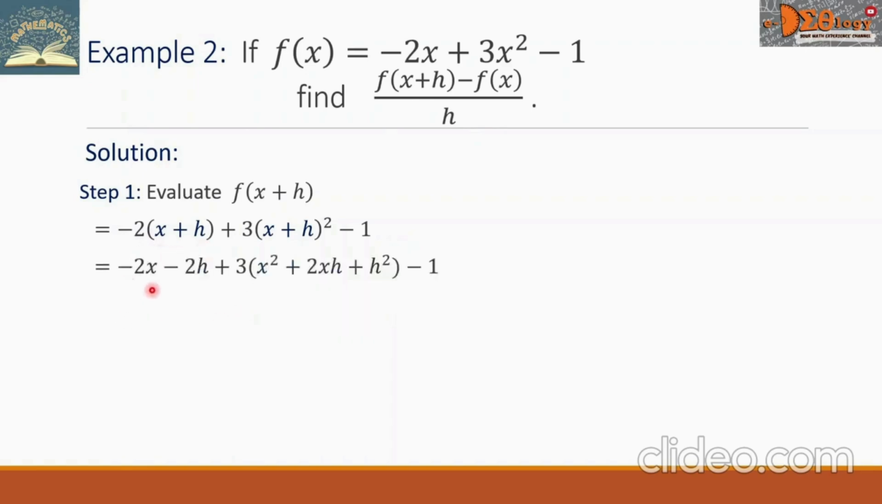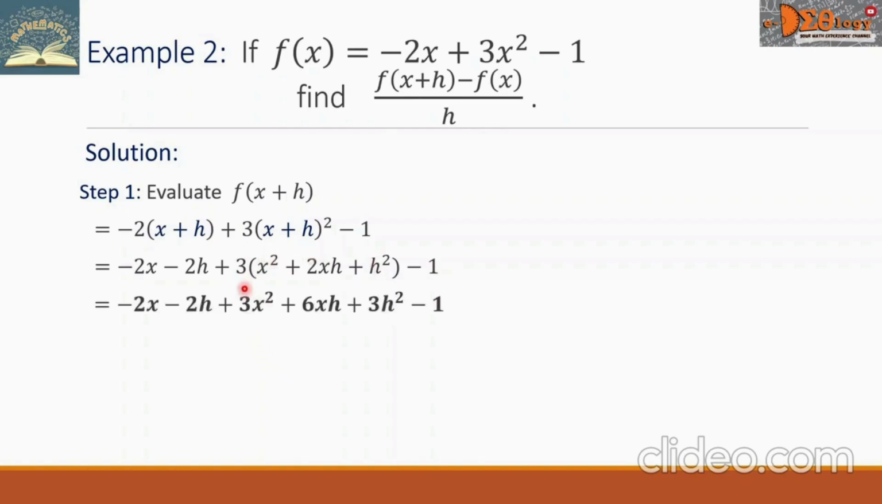So we have negative 2x minus 2h plus, we copy the coefficient 3 here, then we expand the square of x plus h. So x squared plus 2xh plus h squared. Then the negative 1 we copy down here. Further, we simplify by multiplying these 3 to the terms of the trinomial.